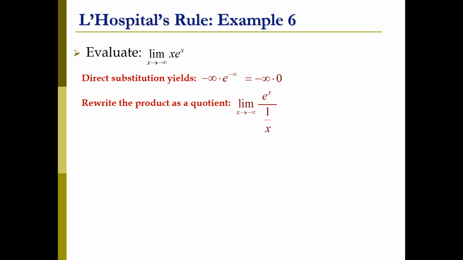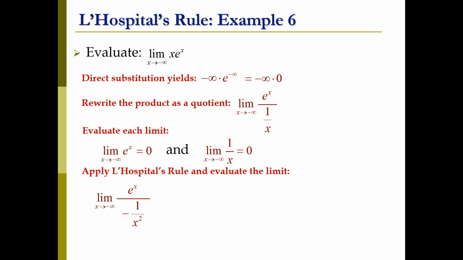If I turn it into a quotient, I could turn it into the limit as x approaches negative infinity of e to the x divided by 1 over x. I'm going to evaluate both the numerator and the denominator independent of each other. The limit as x approaches negative infinity of e to the x power is equal to 0, because e to the negative infinity is 1 over e to the infinity, which is bottom heavy, which is going to be 0. The limit as x approaches negative infinity of 1 over x, of course, is also 0.